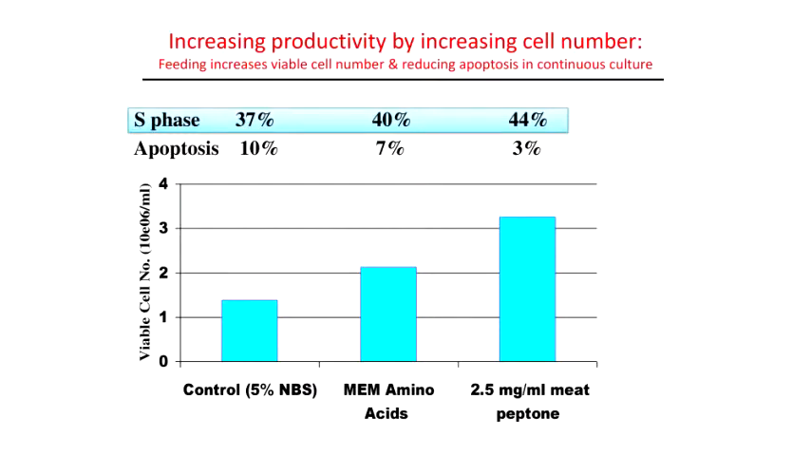In looking at increasing the product, we wanted to see what is the best way to do that. We used a control, and we fed with amino acids or with meat peptides, this hydrolysate, and we managed to increase the process. But we wanted to understand why the cell number is increasing. We found that it's mainly because the cell cycle duration is reduced. As you see here, the S phase is increased. By increasing the S phase in the cell cycle, you decrease the cell cycle duration.